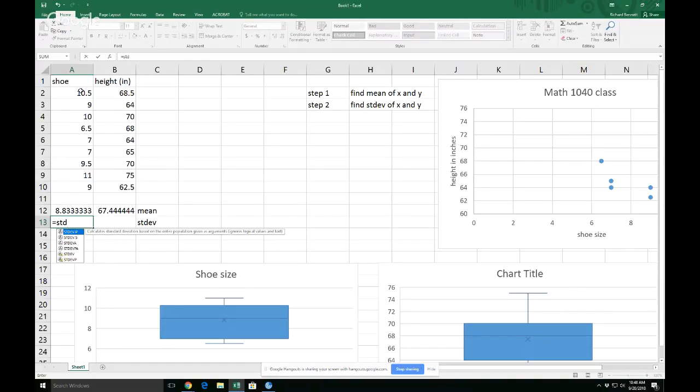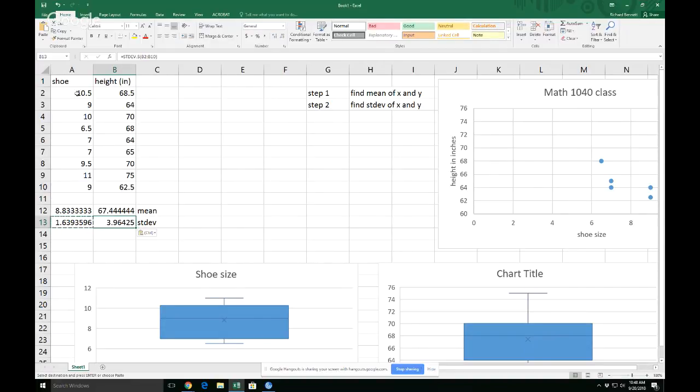Most of the time when you're doing this, STDEV, you're probably going to use the sample, because most of the time we're going to deal with samples. We're not going to deal with populations. So the mean shoe size is 8.8 and the standard deviation is 1.6. The mean height is 67 inches, which is about 5'7.5". Standard deviation is almost 4 inches.